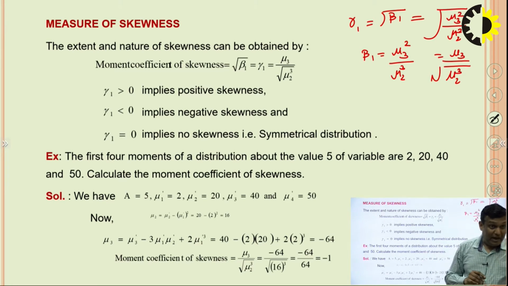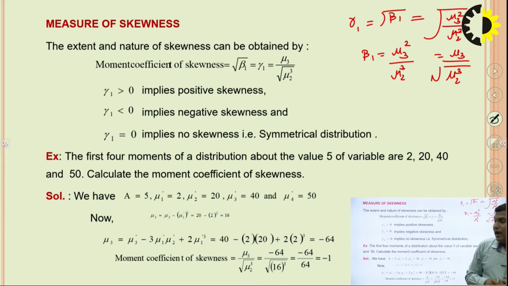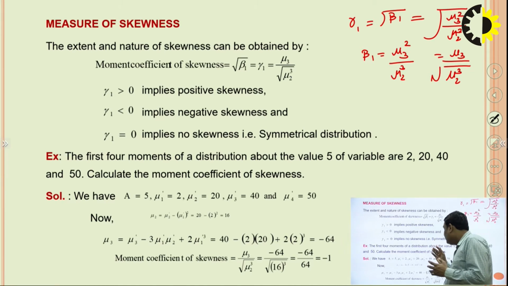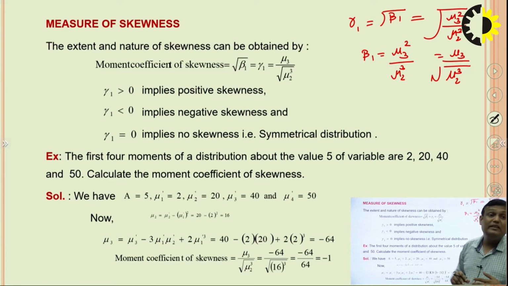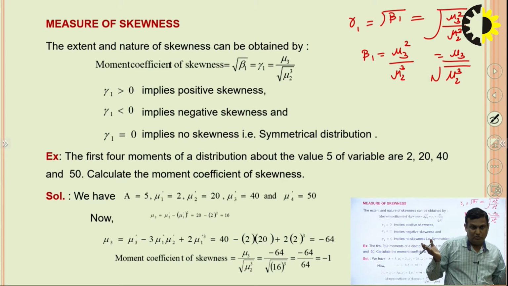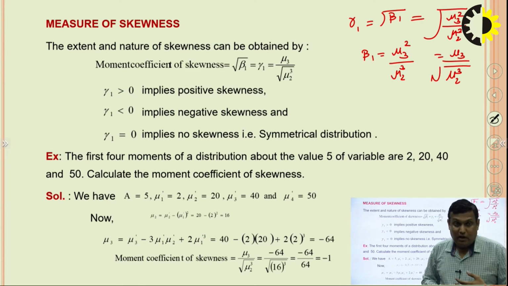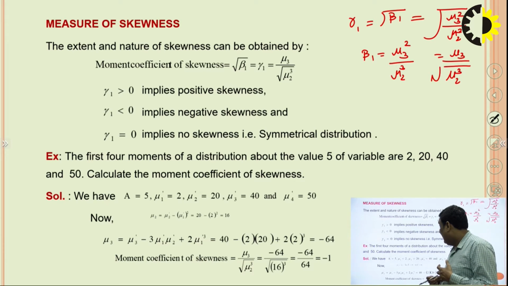Now, what is the behavior of gamma 1? Just check it. If gamma 1 is greater than 0, it implies positive skewness. And gamma 1 less than 0 implies negative skewness. And gamma 1 equal to 0 implies no skewness, meaning the distribution is symmetrical, or bell shaped, or a normal curve. Okay. So we have to check what the skewness is in our basic form to relate to the problems.